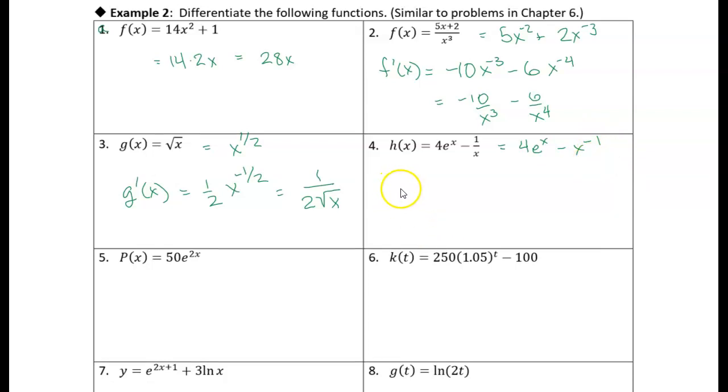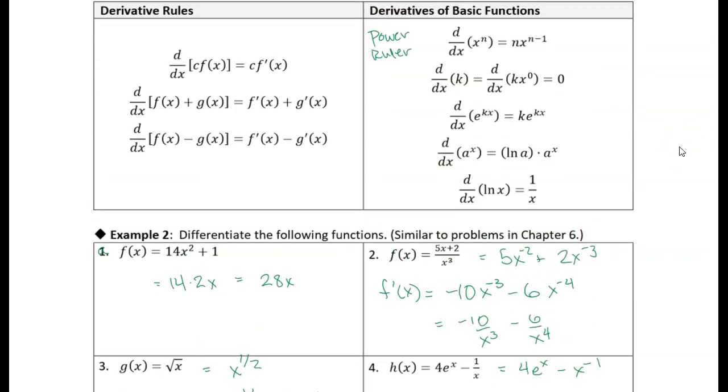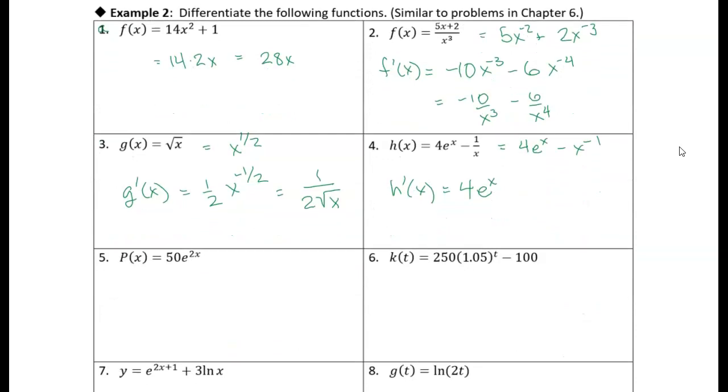All right. So h prime of x is equal to, I have a constant multiple of the derivative of e to the x. Derivative of e to the x is just e to the x. Okay. So in the rule it says e to the kx, but in this case k is just 1. So derivative of e to the x is e to the x. All right, and now we've got to apply the power rule on the second part. So we have a negative, and then we're going to bring the exponent out front. So it's negative times negative 1, so that becomes a positive. And then we're going to decrease the exponent by 1, so it becomes minus 2. Okay. And I would just leave it that way.